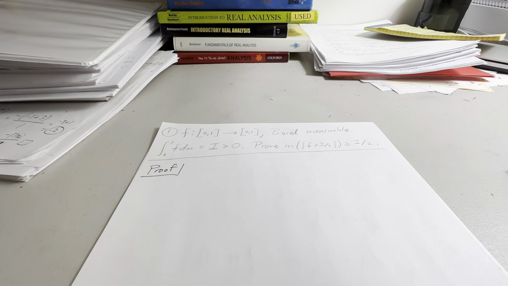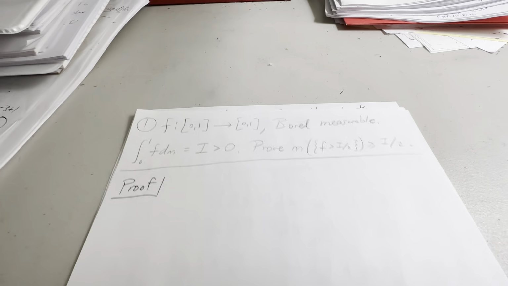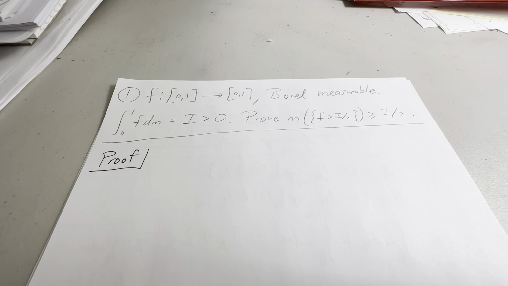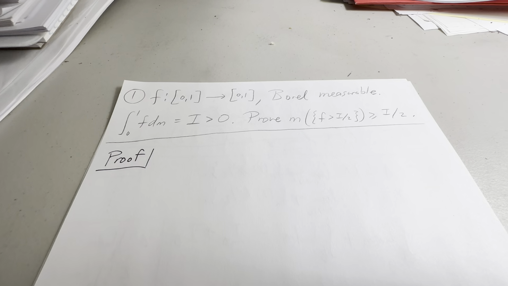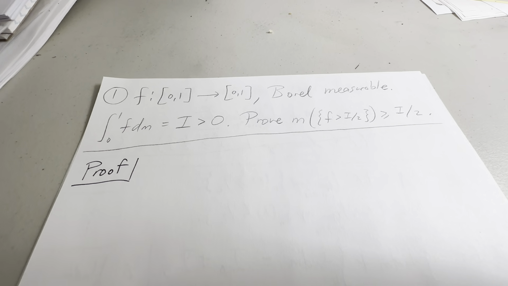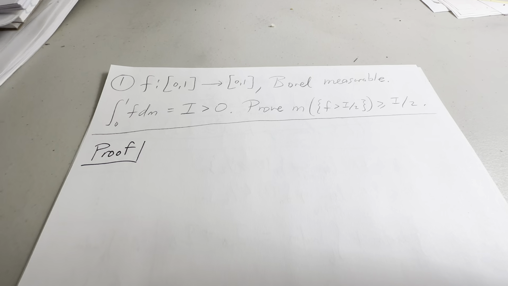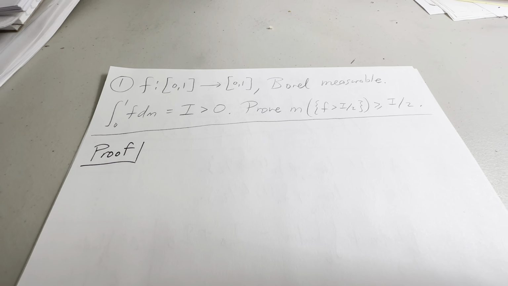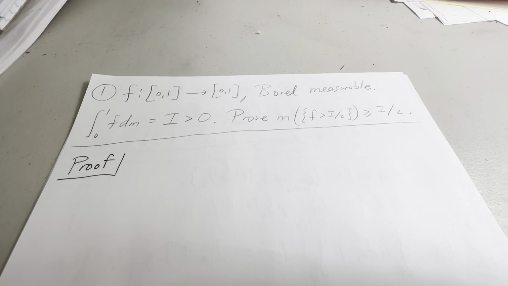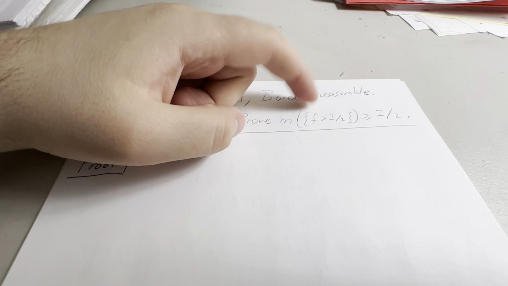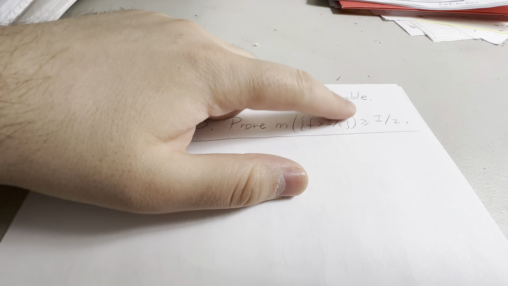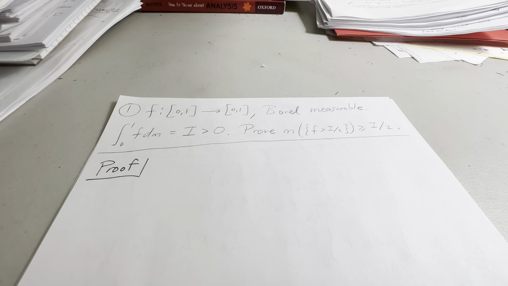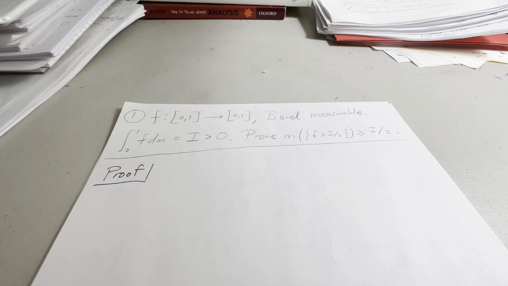So what problem are we looking at here? We have a function that is Borel measurable. It maps the unit interval to the unit interval. So everything's happening in that square. We assume that the integral of f from 0 to 1 dm is equal to I, which is a positive number. We want to prove that the measure of all points where f is greater than I over 2 is bounded below by I over 2. This was an old qualifier problem, but it was also given to us as a homework problem last year.